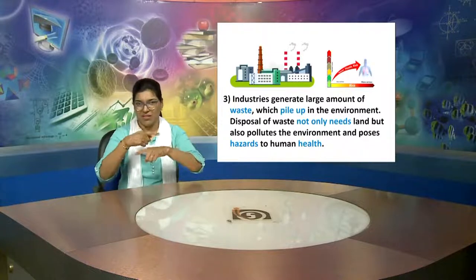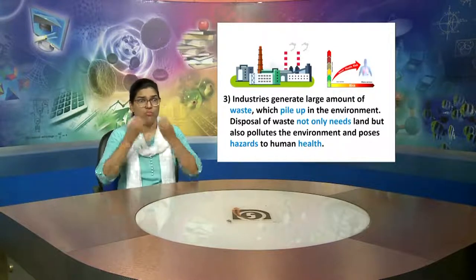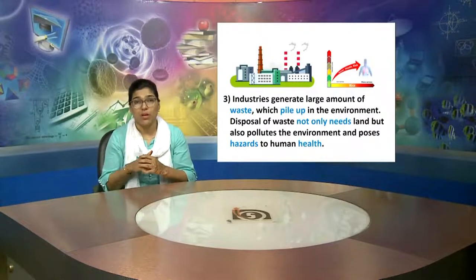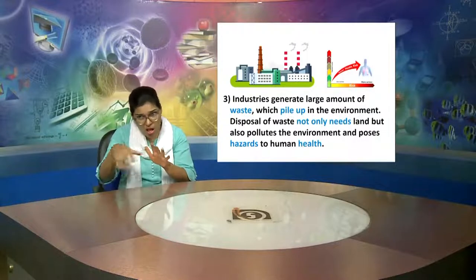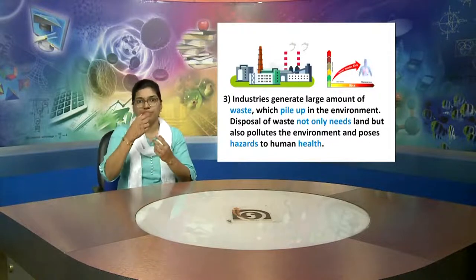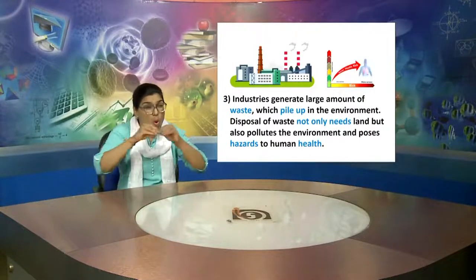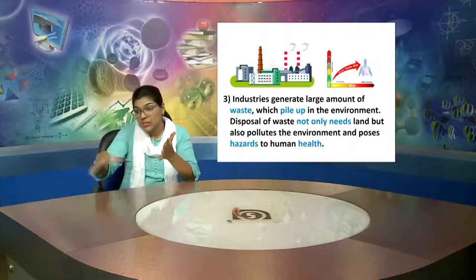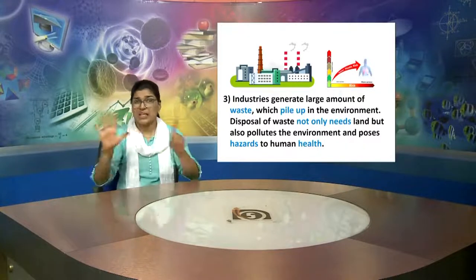This third point, which you can see on the screen also, explains that industries generate a large amount of waste, and all those waste materials pile up in the environment. Disposal of all that waste material not only needs land, but it also pollutes the environment, and it poses a hazard to human health. Because dumping that waste material in another place also needs land.